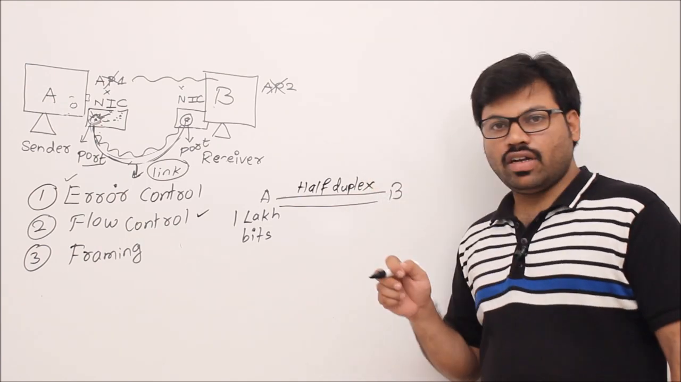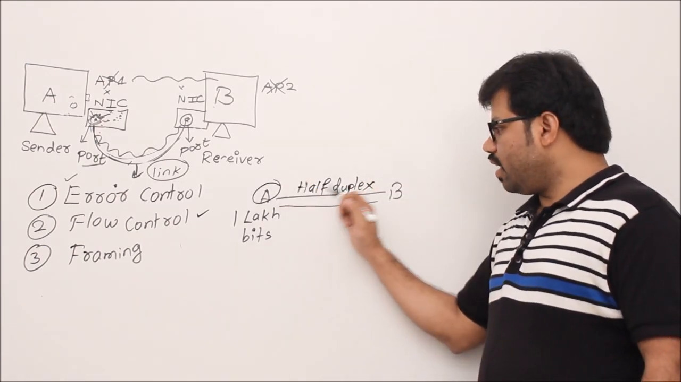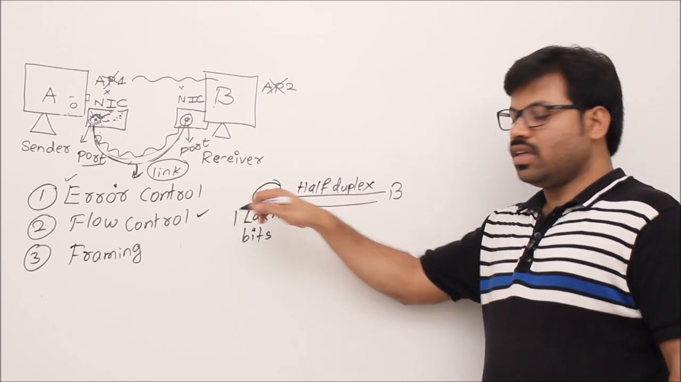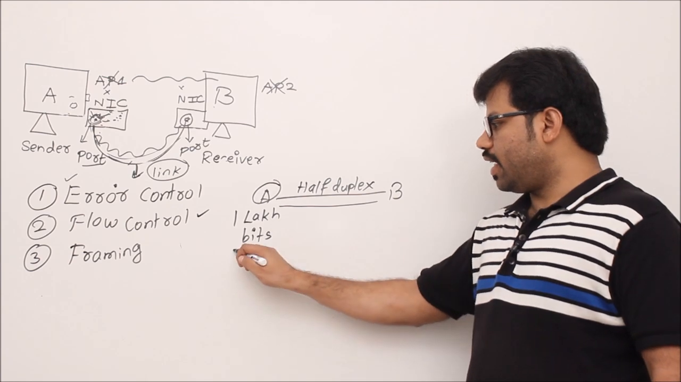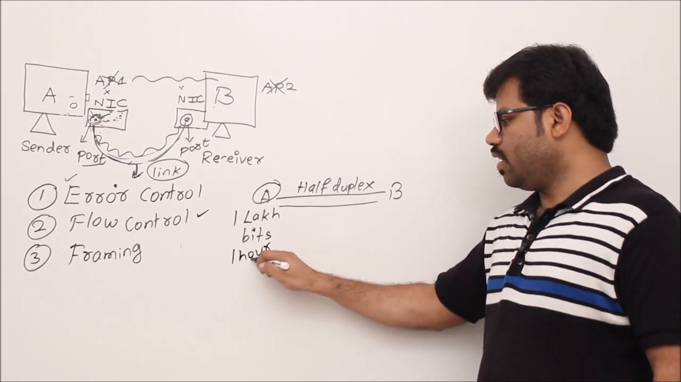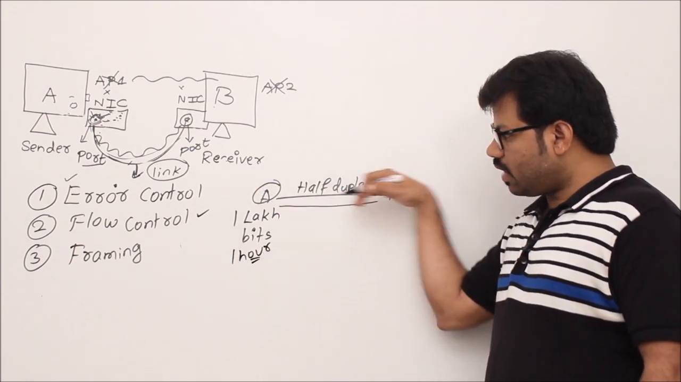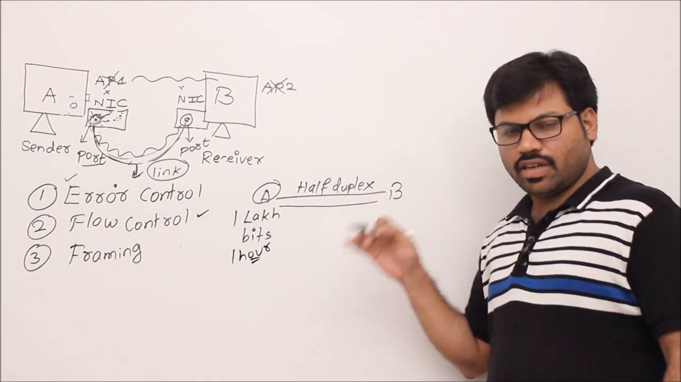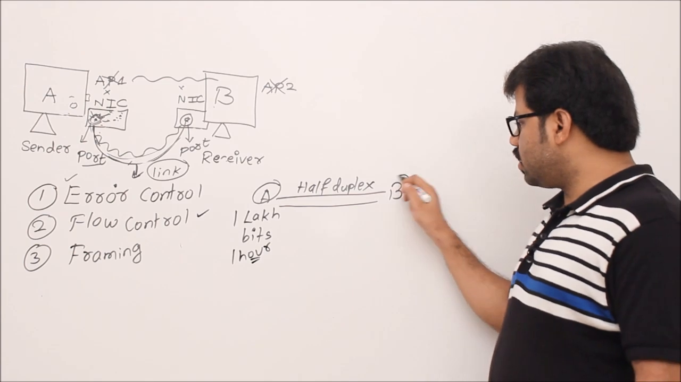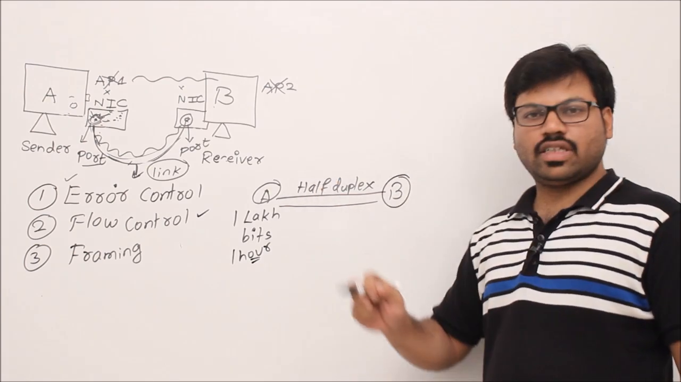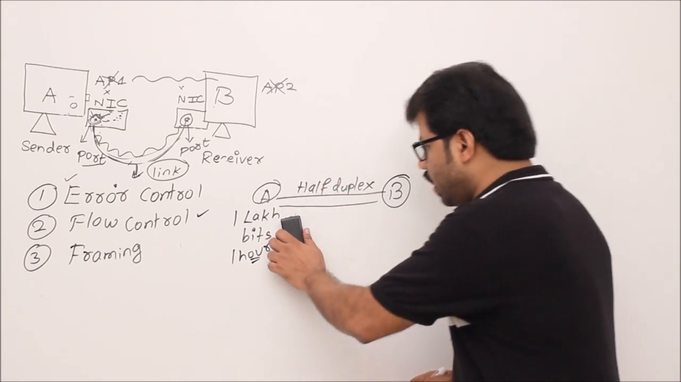Then problem number 1: this medium is controlled by A. That means, for example, to send 1 lakh bits it takes 1 hour for computer A. Up to that time your B should wait. Is it a fair thing? It is not fair, because B is not able to send messages to A, right? That is one thing.